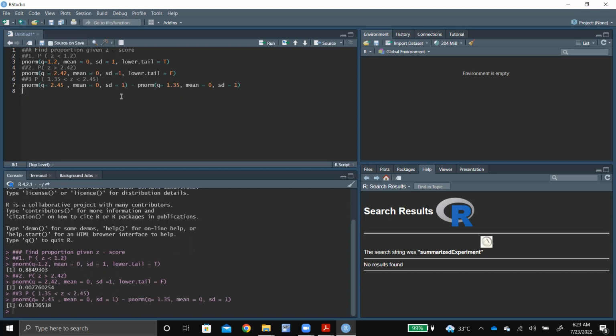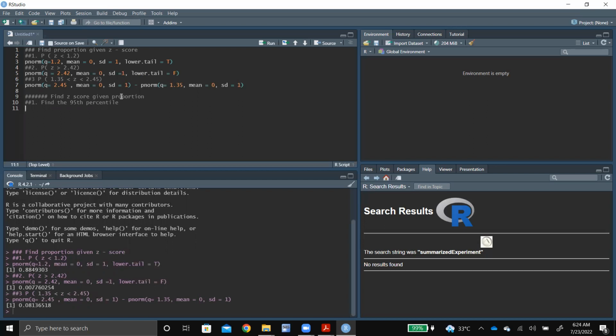Now, if the z-score is given to us, how can we find the proportion? So far we were discussing finding the proportion given the z-score. Next, we have to find the z-score given the proportion value. The proportion is given to us, and we have to find the z-score. For the first case, let us find the 95th percentile.